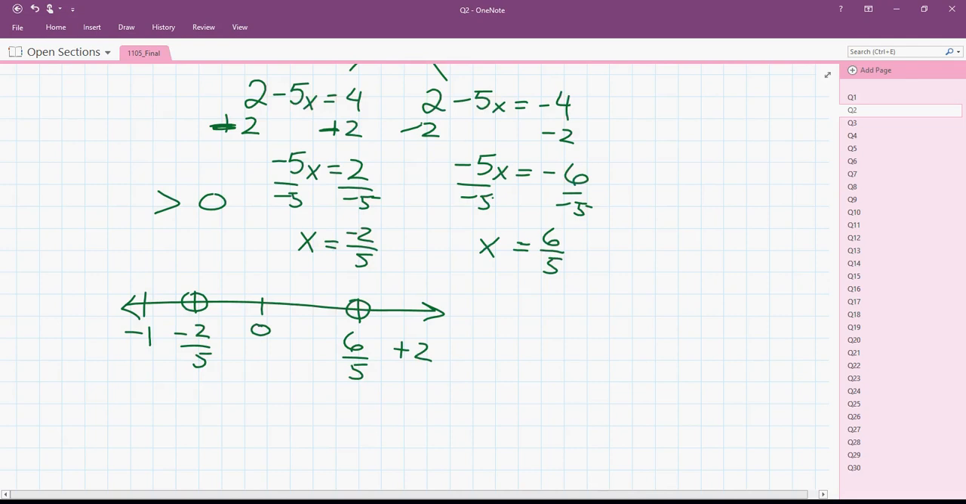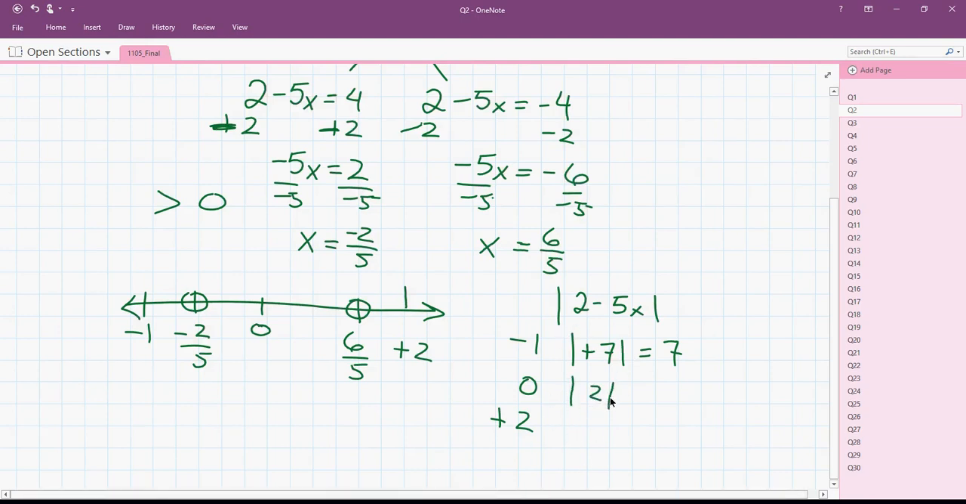If we evaluate the absolute value of 2 minus 5x for negative 1, 0, and positive 2: if we plug in negative 1, negative 5 times negative 1 is positive 5. 2 plus 5 is 7. So we have the absolute value of positive 7, which equals 7. If we plug in 0, that would be 2 minus 0, which gives us 2. Absolute value of 2 is equal to 2.